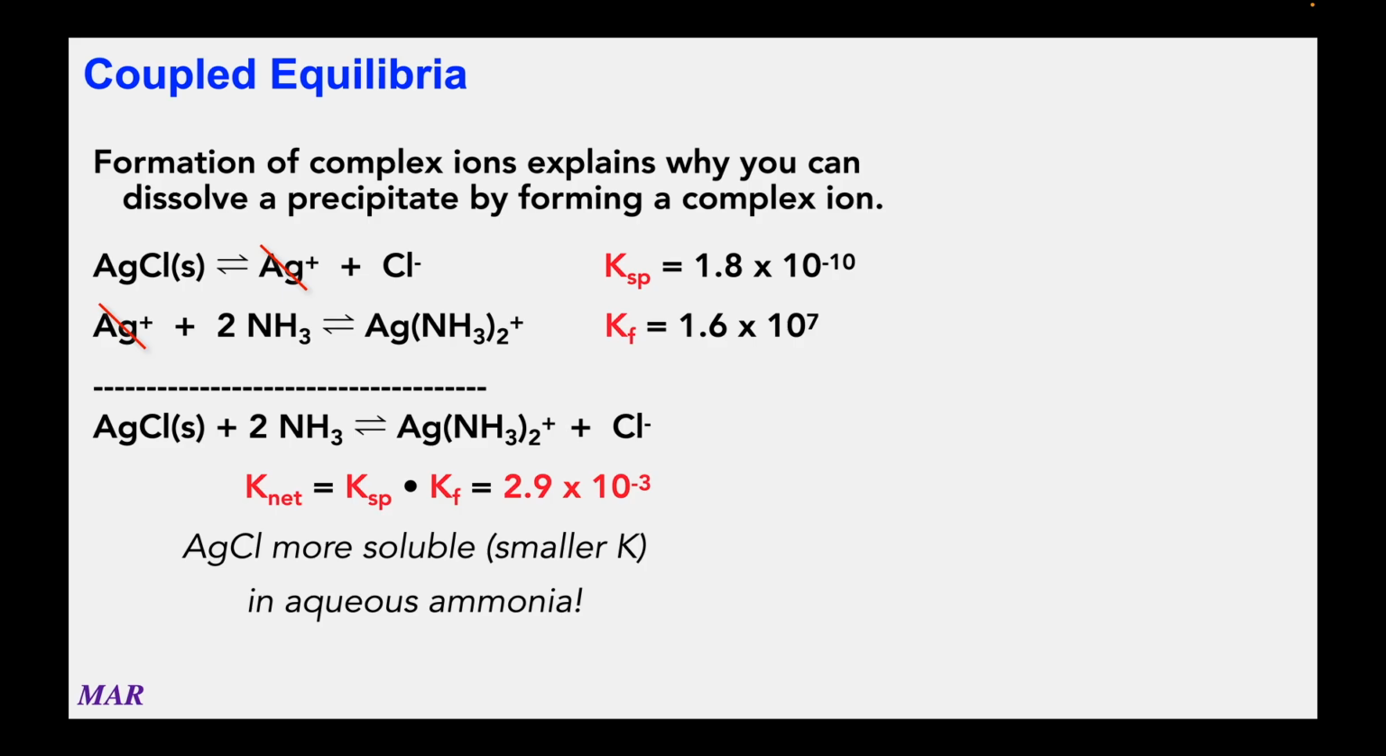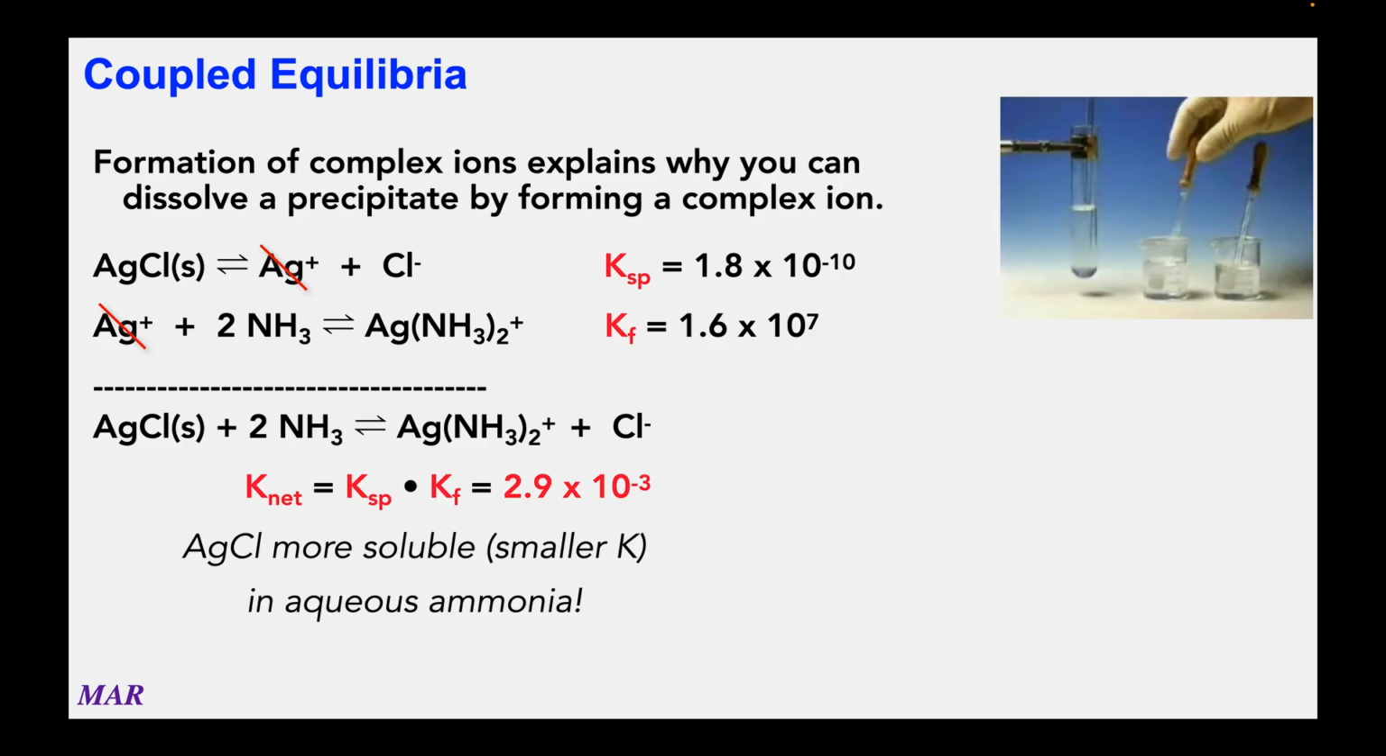And then K net for this one would be literally Ksp times Kf. When you add reactions together, you multiply the Ks. This comes out to be 2.9 times 10 to the minus 3. So even though it's still reactant favored, it's much less reactant favored than the Ksp for silver chloride. So it's much more likely to get rid of the silver chloride by adding ammonia than if you don't add the ammonia. So this is kind of a positive use sometimes if you want to have clean glassware. And of course, that's what we try to do here at Mount Hood.